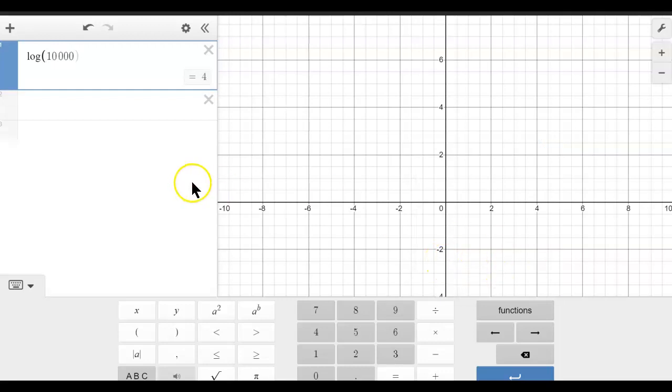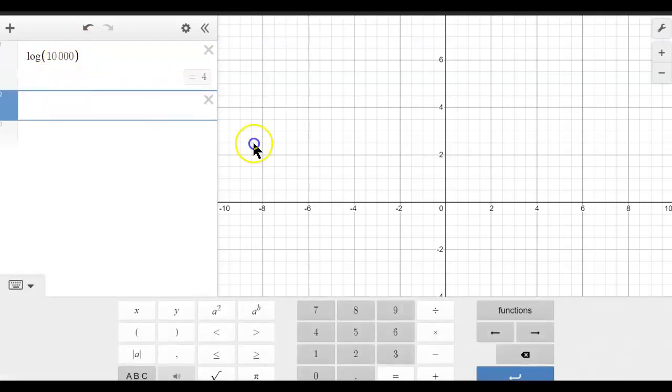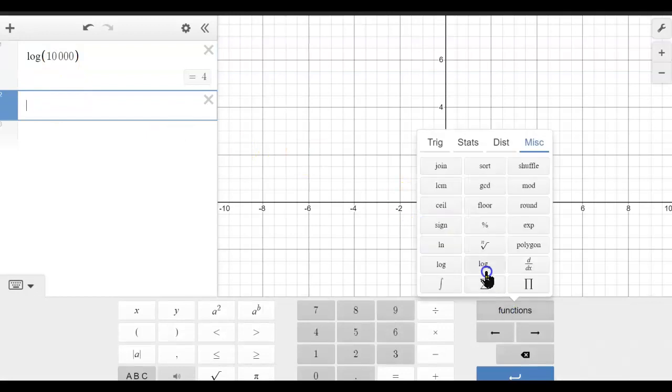There we go. Didn't like the comma, which is 4. What that's saying is that 10 raised to some power is equal to the number that's in parentheses. 10 raised to the 4th power is equal to 10,000. The second one we had was, I'll use this button here, log base A.